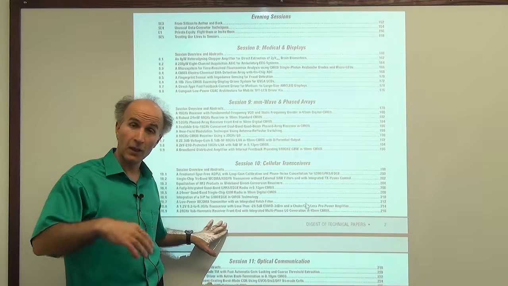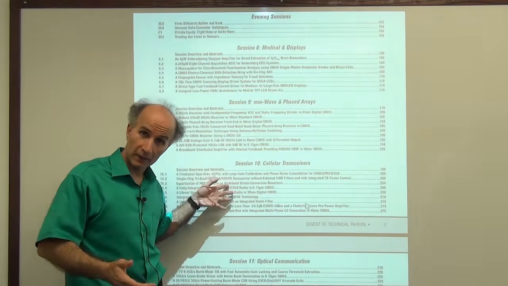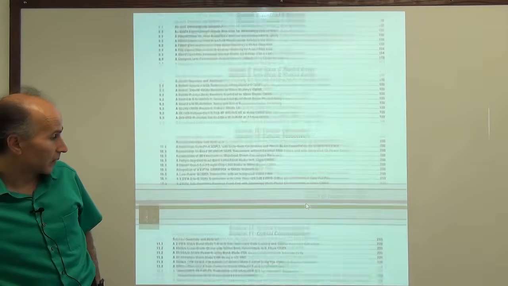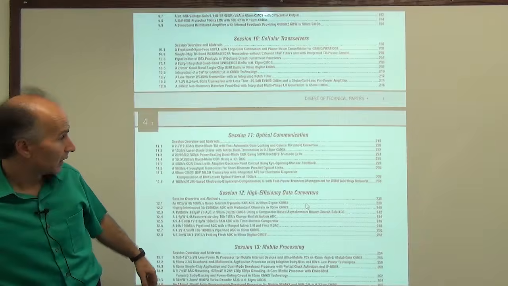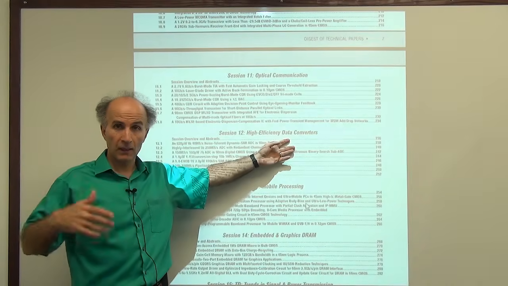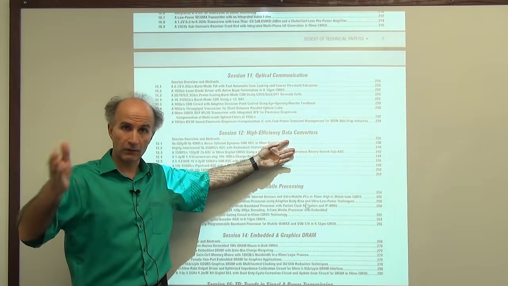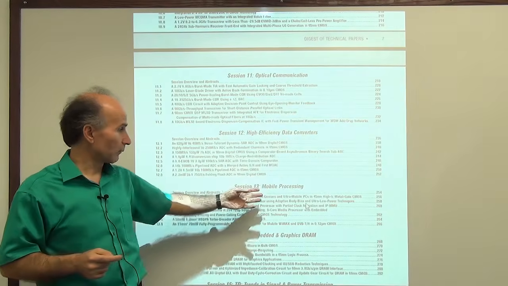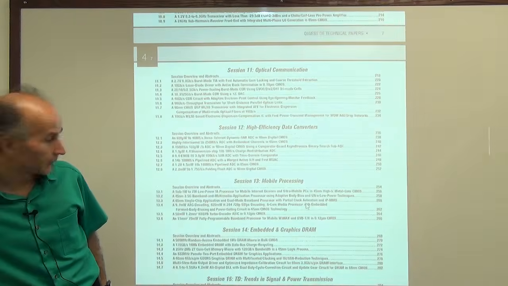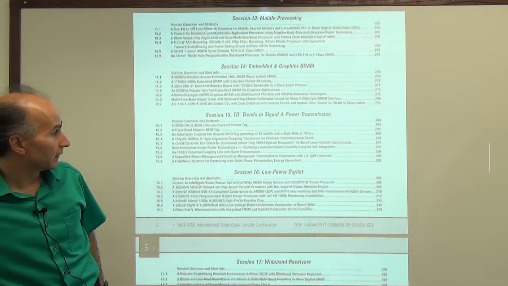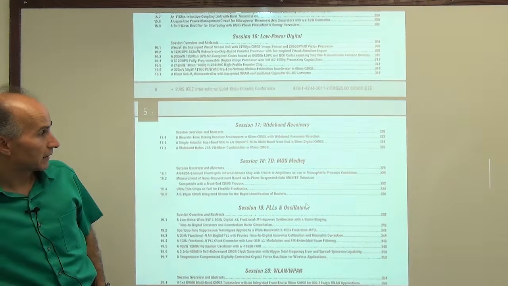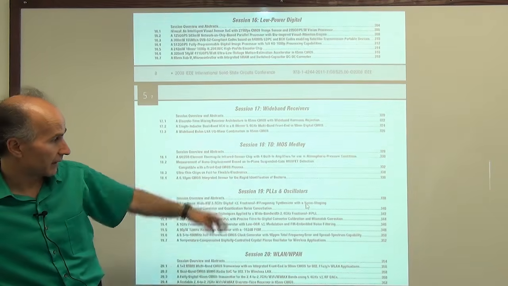Far from saturation, far from being mature, because there's still a great deal of work to be done on this stuff. And then we have optical communications. And then we have high efficiency data converters. Data converters mean they convert analog to digital or vice versa. And then we have mobile processing. We have graphics and DRAMs. And then we have low power digital. We have wideband receivers. We have PLLs and oscillators.